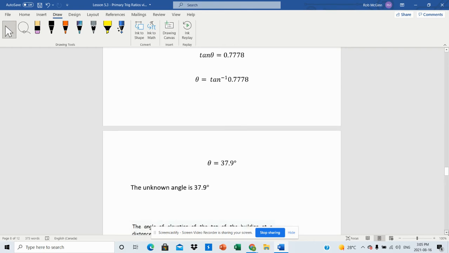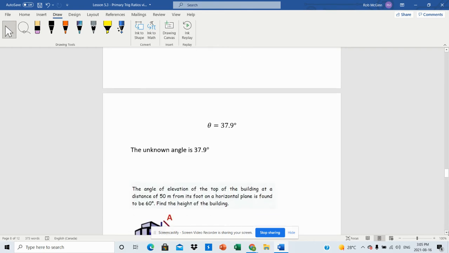Last example is going to be a word problem. The angle of elevation of the top of the building at a distance of 50 meters from its foot on a horizontal plane is found to be 60 degrees. Find the height of the building.